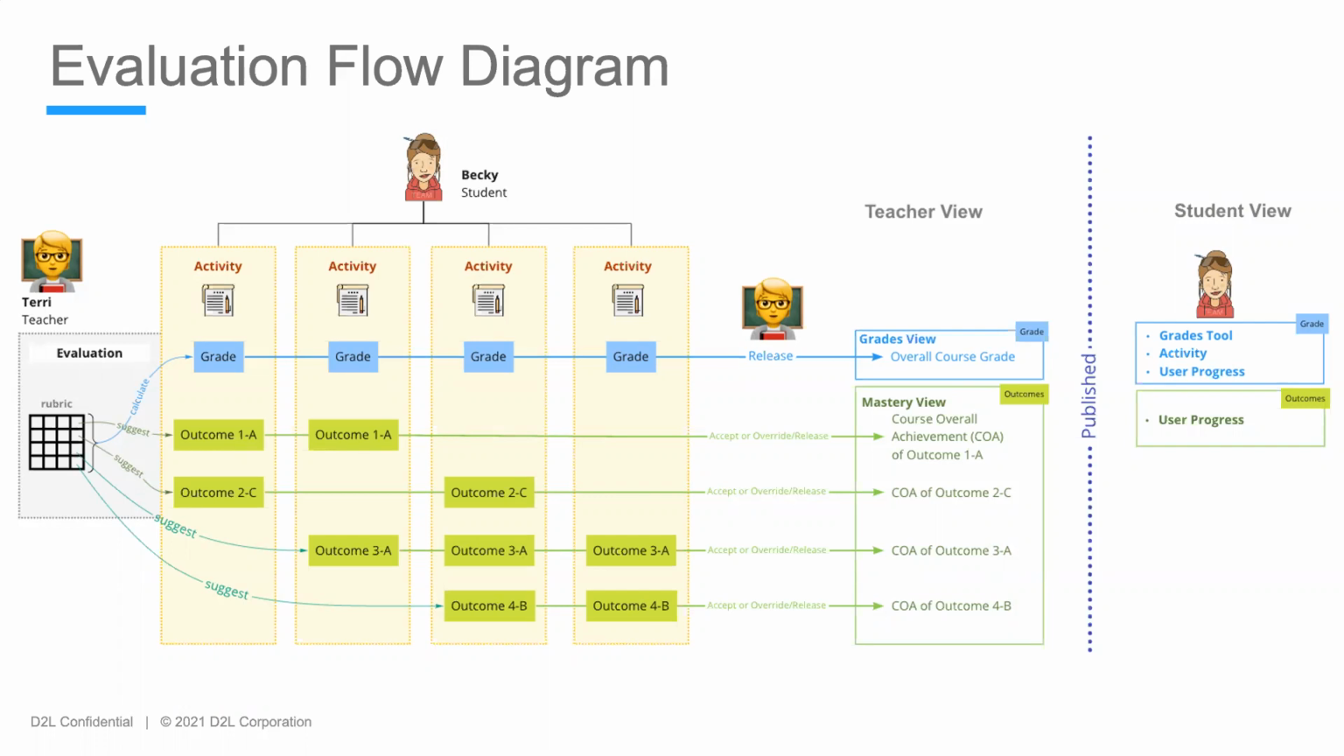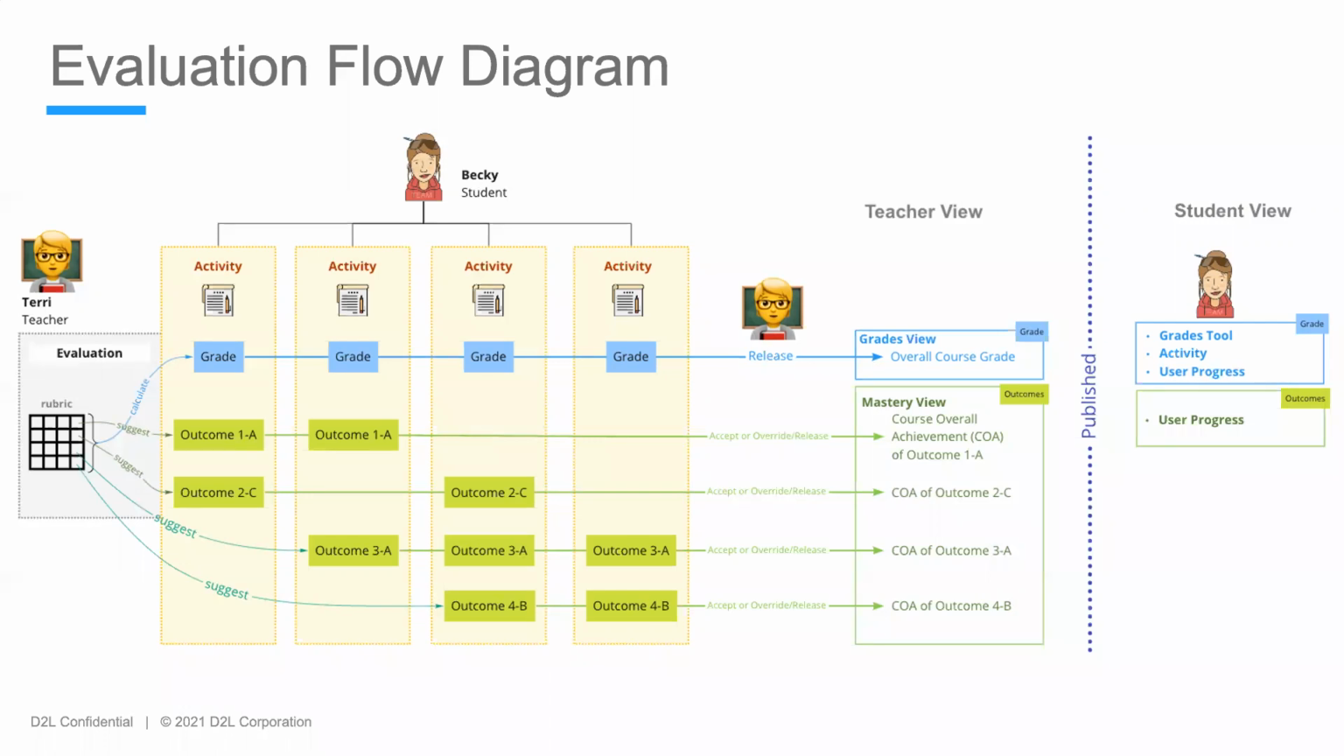But in the background, behind all of that, we're also calculating, or collecting, the data for each outcome evaluation. So we've got outcome 1A that was applied to the rubrics used for the first two activities. We've got outcome 2C that's used for the first and the third, outcome 3A for the second, third, and fourth, and then outcome 4B for the third and the fourth. All of those things are combined together, and that's where we get the course overall achievement, or COA, for those outcomes.